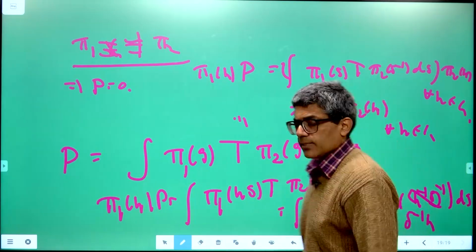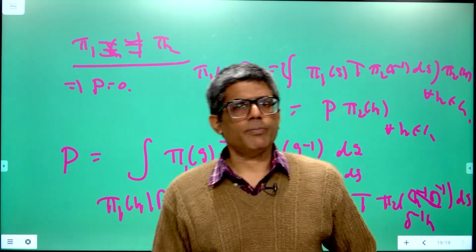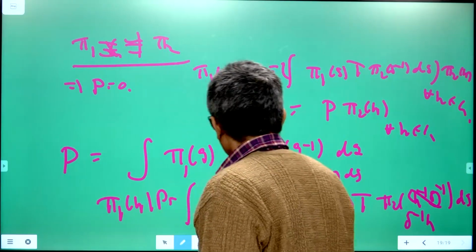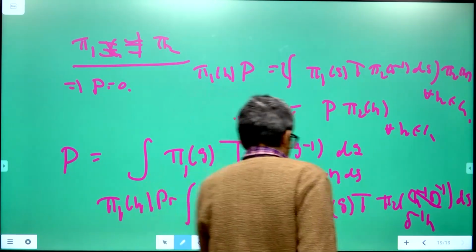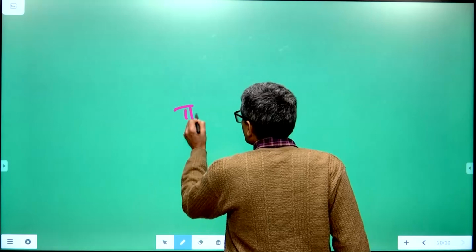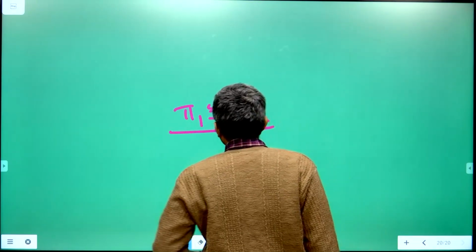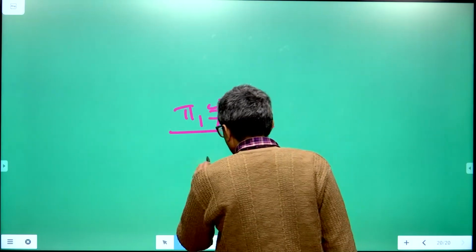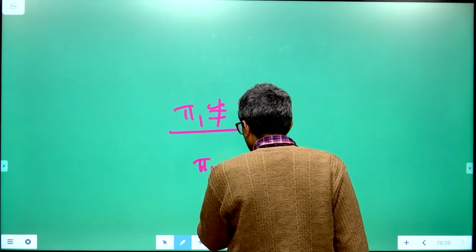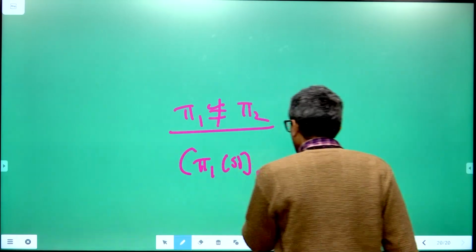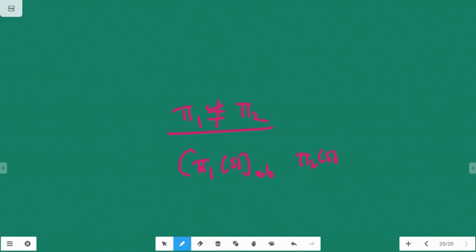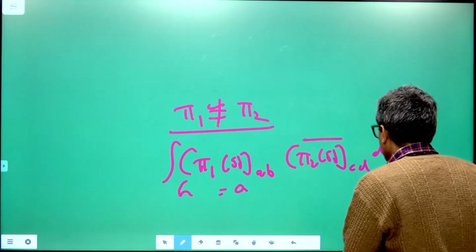You are taking an orthonormal basis, so that π1(g) becomes a unitary matrix related to that basis. This is the same as saying that if π1 and π2 are inequivalent irreducible unitary representations, then the integral of π1(g)_AB times the conjugate of π2(g)_CD, dg over G, is 0. What happens in the case when you choose π1 and π2 to be the same?